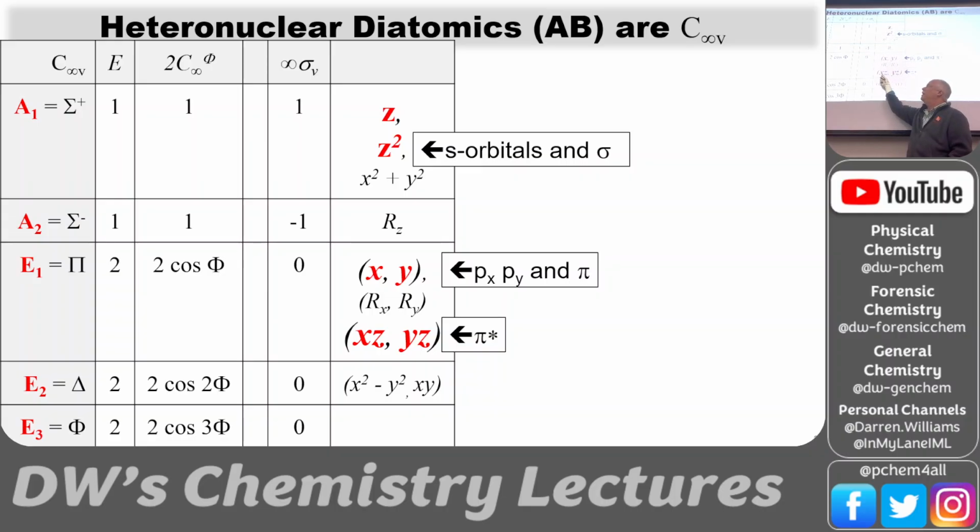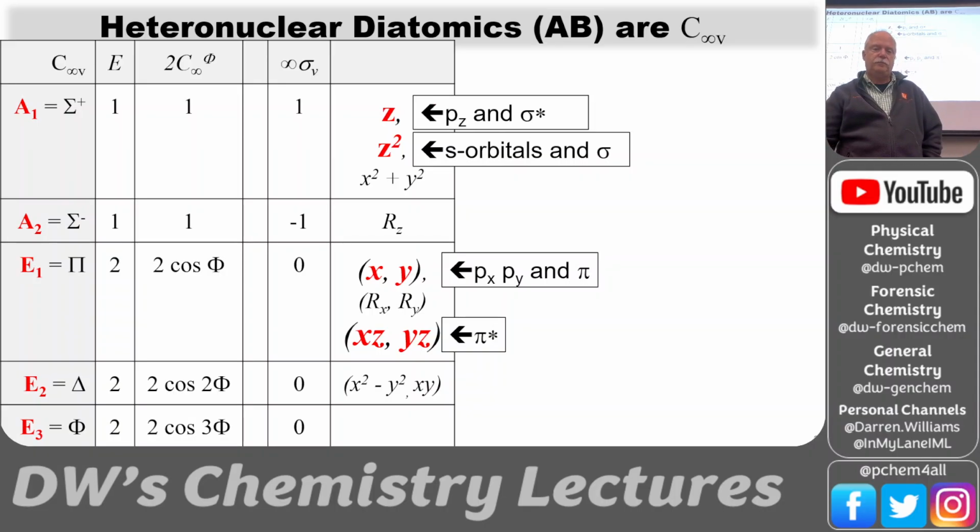But it's really important, I think, for you to be able to pick out that the pi star bonding would be XZ or YZ, depending upon what plane it's in. And then the pi bonding would be X or Y. We'll see some pictures of those. And then the end-on pz orbitals interacting with an s orbital or with another p orbital would be Z and sigma star.